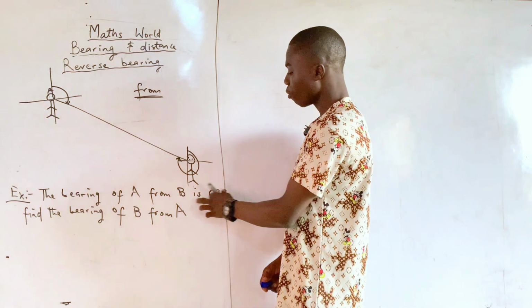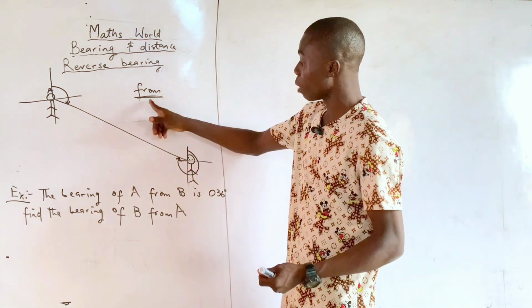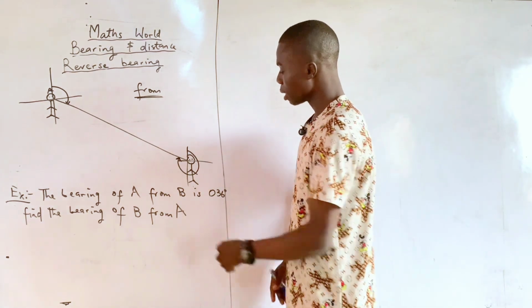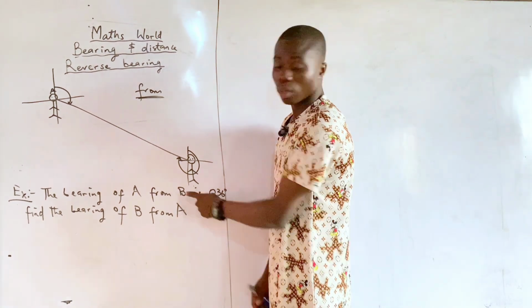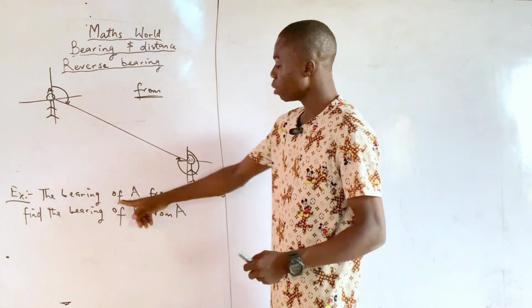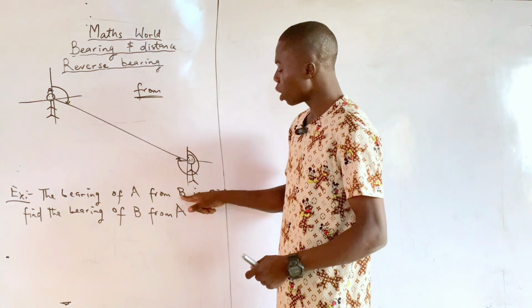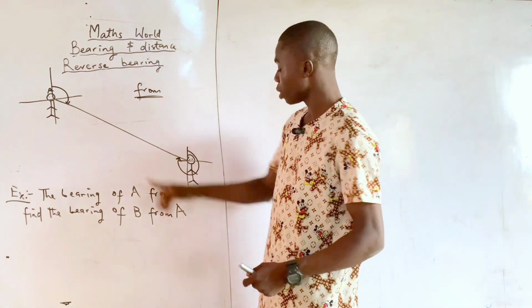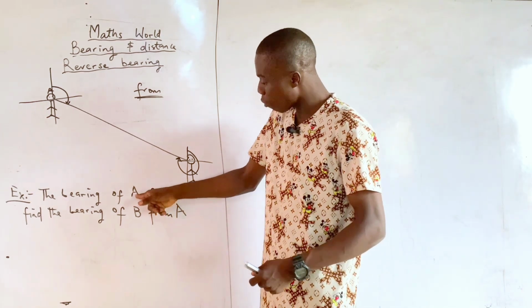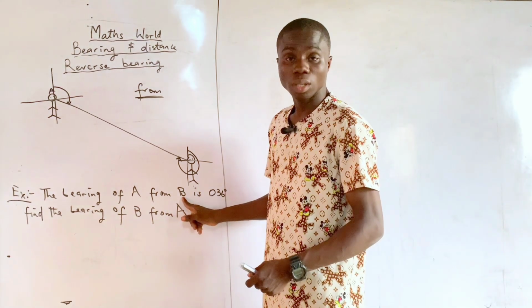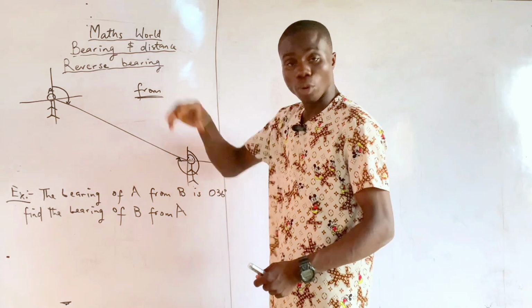Now let's find the bearing, and what I'm talking about with "from" is that it means you are on this point. For instance, if you are looking for the bearing of A from B, you are drawing the cardinal points for this B. So you are now checking the bearing of A from this B. Remember the meaning of "from".